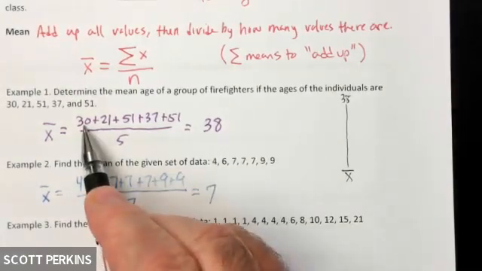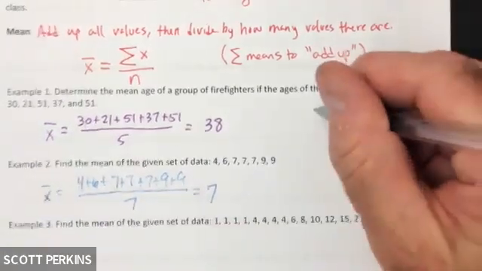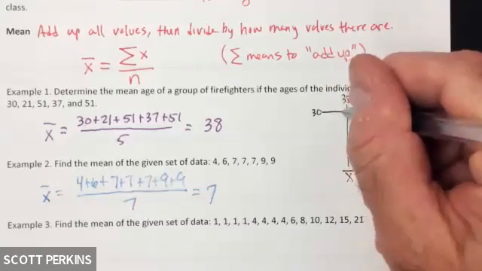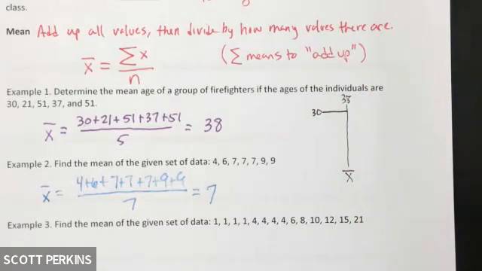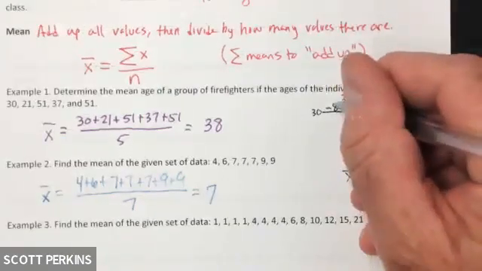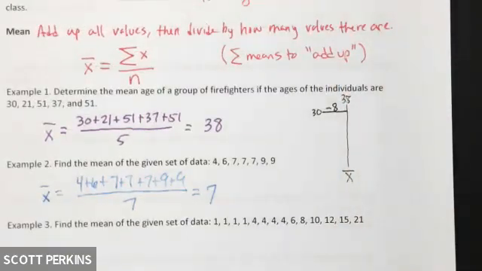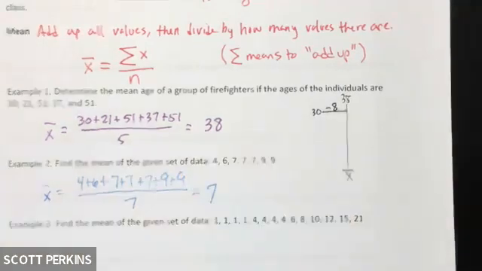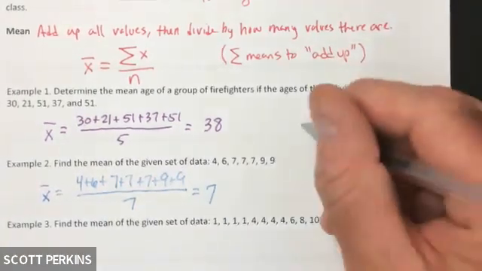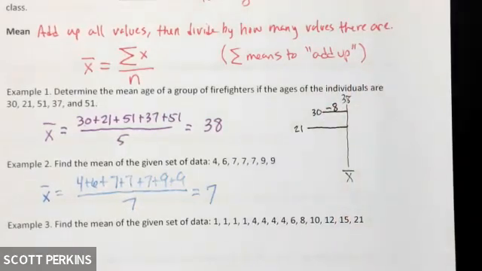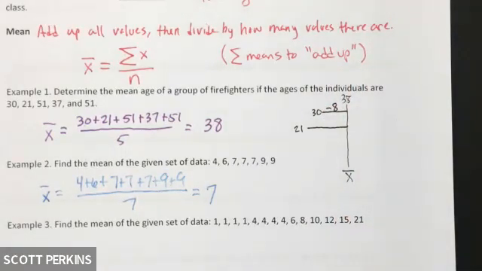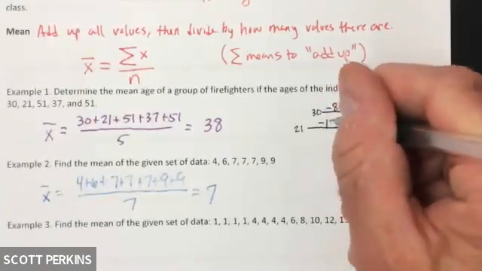The first firefighter's age was 30. So I've got this value 30. How far below the mean is 30? 8 below. So I'm going to put a -8 right there. Okay, everybody tracking with me what I'm doing? Okay, then 21, got a real young firefighter. So that firefighter's way out here. How far below the mean is that firefighter right there? Yeah, 17 below. So I'm going to go -17.